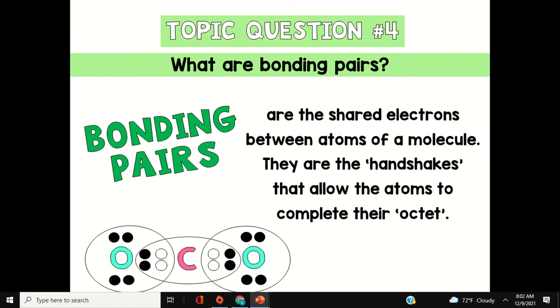So when you are drawing covalent bonds, you are going to draw them where you show the electrons being shared. And so bonding pairs are what we call this, when those electrons are being shared between atoms of molecules. They are like the handshakes that allow the atoms to complete their octet. So it's very important that you remember that for covalent bonds, you are showing the electrons still being attached to both atoms. Okay, they still have to be attached to both atoms if they are being used to show some type of covalent bond.